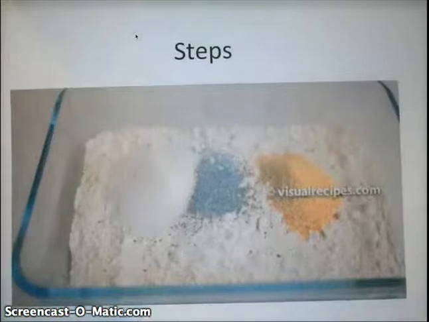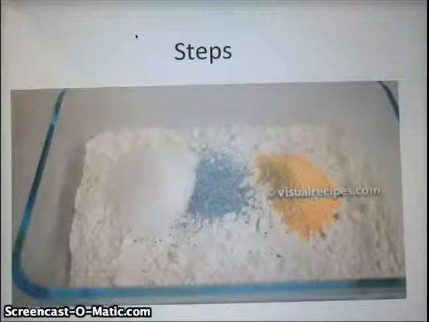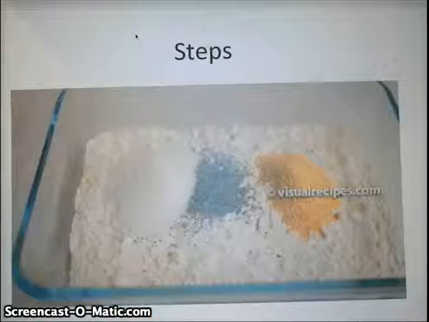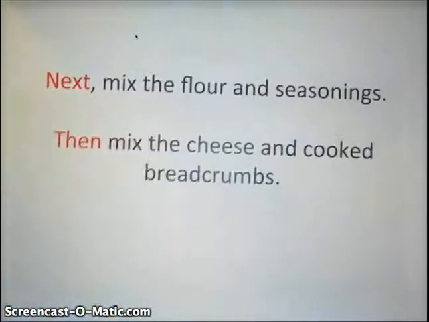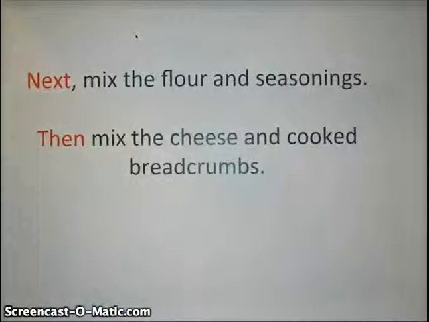Stage 3 of a sequence involves executing the actual steps. Next and then are common English signals for successive steps. Next, mix the flour and seasonings. Then, mix the cheese and cooked breadcrumbs.